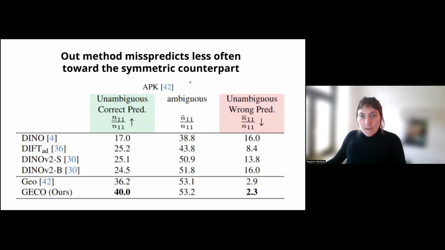And looking at the APK results, our method's better performance is mainly motivated by much more clearly correct predictions. So notice also that we have less clearly wrong predictions than the competitor, while ambiguous cases remain stable. This indicates that the features learned by our method are more geometrically aware. And that's basically the number we have to look at.